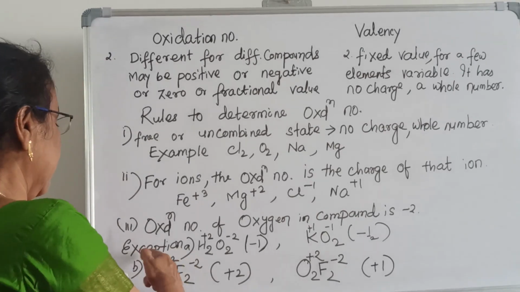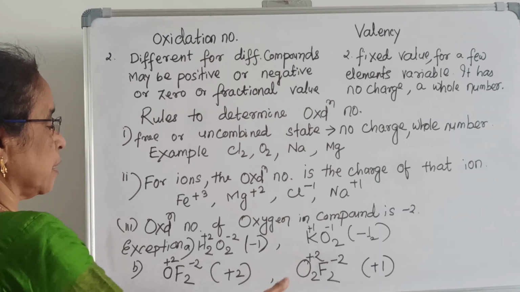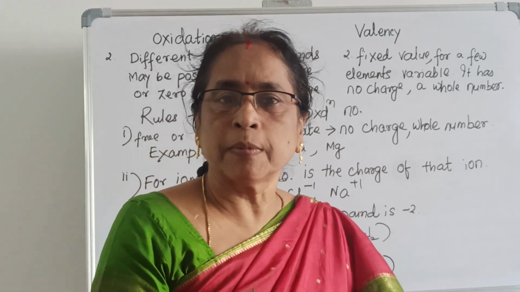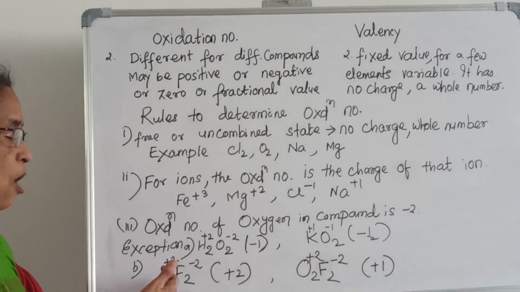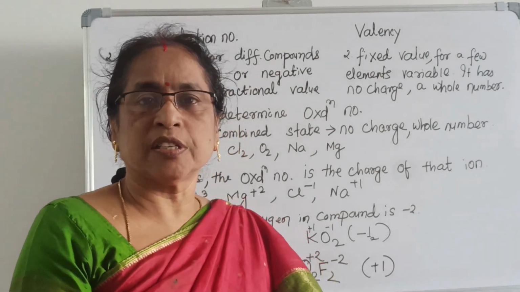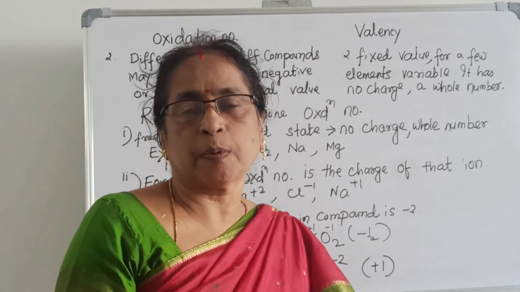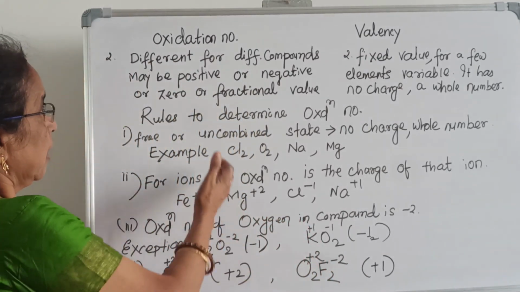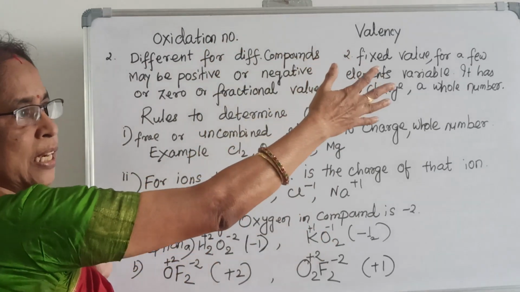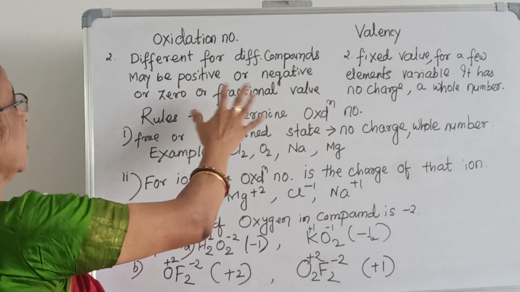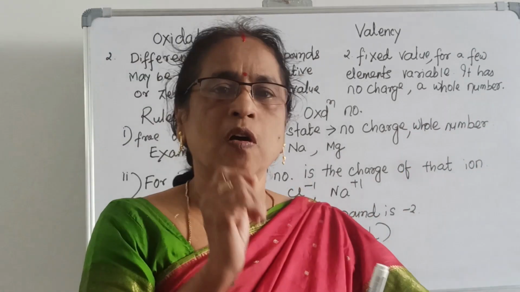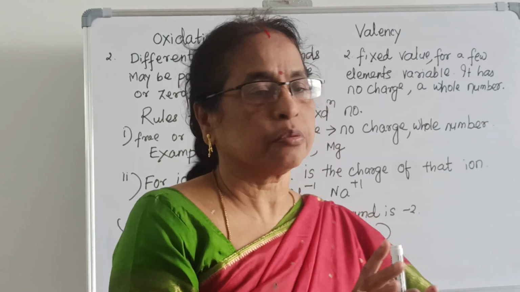Generally, in hydrogen peroxide the value is -1, whereas in potassium superoxide the oxidation number of oxygen is -1/2. Similarly, in oxygen difluoride the oxidation number is +2, and in dioxygen difluoride it is +1. Here you can see the difference between oxidation number and valency. Valency is fixed, but oxidation number is not fixed; it may be negative, positive, fractional or 0, whereas valency is always a whole number and the charge is 0.